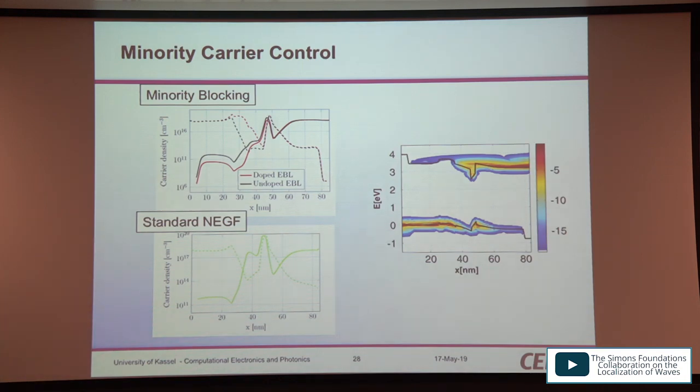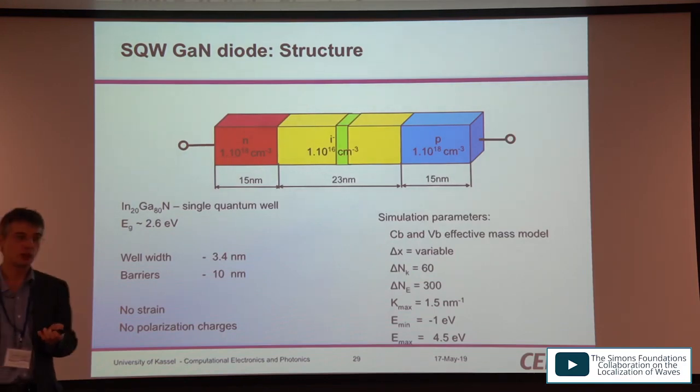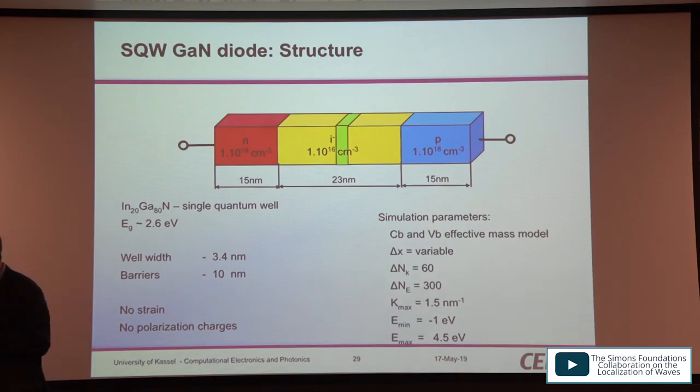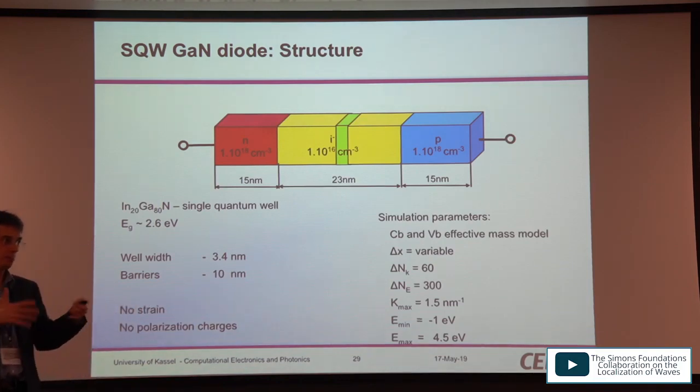Now, the interesting question is how about a single quantum well diode, LED? We looked at an N-P structure with one quantum well in there. Well width is 3.4 nanometers. We have barriers of 10 nanometers. And you see the contacts, they are rather small, only 15 nanometers. So they are pretty short, actually. But again, such a simulation, the IV curve, takes around 1 week on a multi-processor computer. So this is what we could actually do.